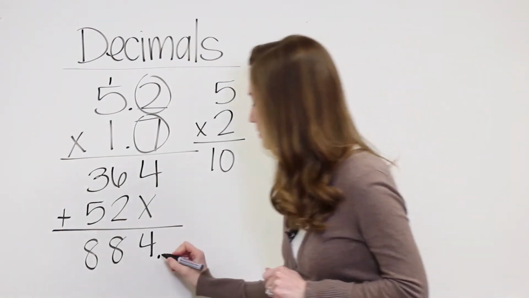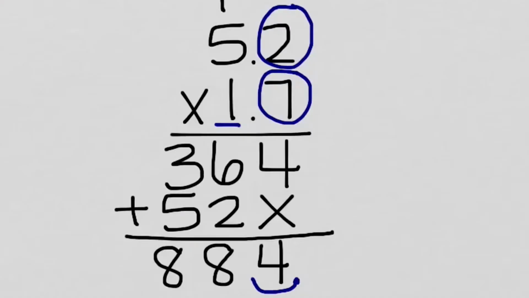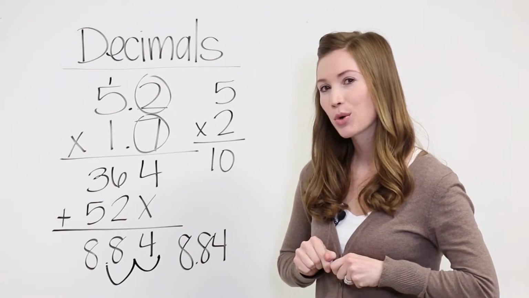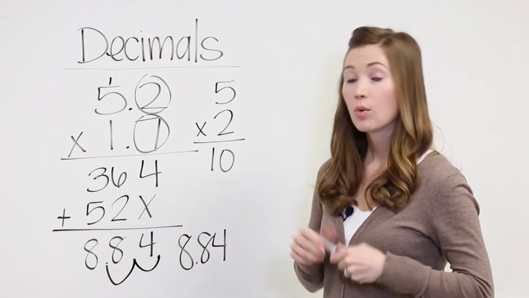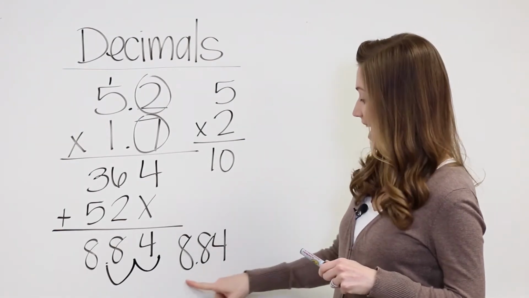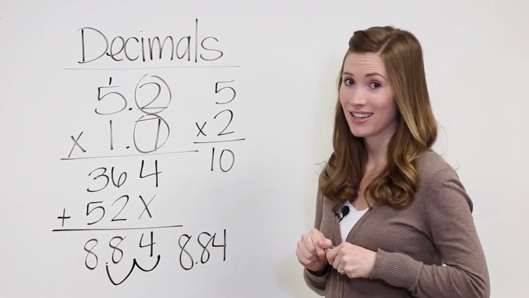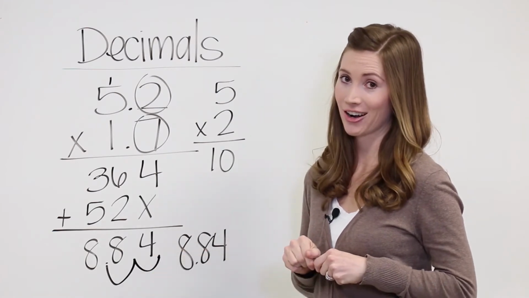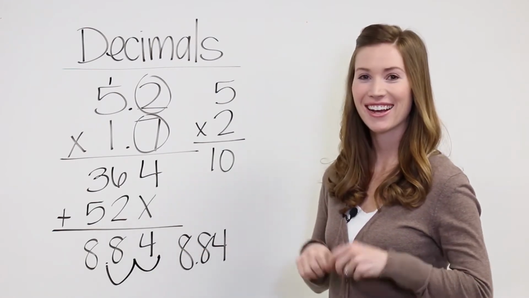We're going to move our decimal point 2 places to the left, 1, 2, and rewrite our final answer, 8 and 84 hundredths. Does that sound like a more reasonable answer? Well, let's look at our estimate. Our estimate was 10, and 8 and 84 hundredths is far closer to 10 than 884. So it looks like we're right. Great job.